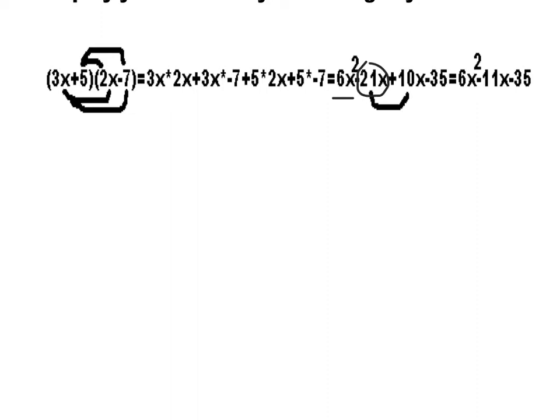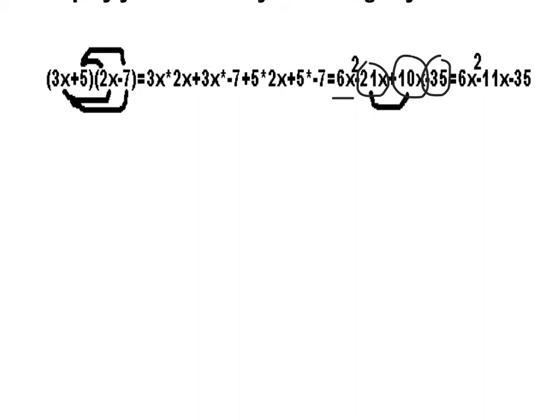Now take every term in the first bracket, now it's term 5, which is 5, multiplied by the first term in the second bracket. So 5 times 2x gives you 10x, which is here. And finally, multiply the second term of the first bracket, which is 5, by the second term in the second bracket, which is negative 7. 5 times negative 7 is negative 35, which is here.